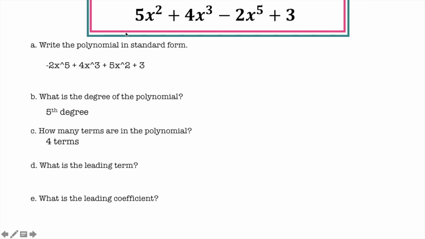And then the leading term is the entire thing, not just the 5 or the x squared, I'm sorry, not the negative 2 or the x to the fifth power, but the entire thing together, because remember, they're asking us the leading term after we put it into standard form. So negative 2x to the fifth power would be the answer for D. And then the leading coefficient, the coefficient is just the number that's in front. So that's the negative 2. The coefficient of this one would be 5, this is 4, and this is negative 2. So the leading coefficient would be negative 2 for this answer.